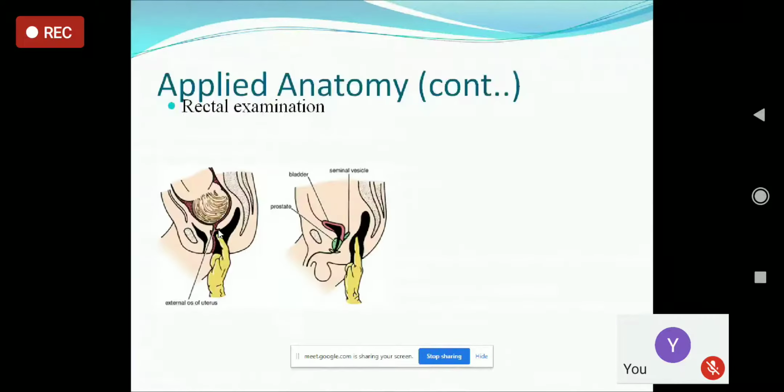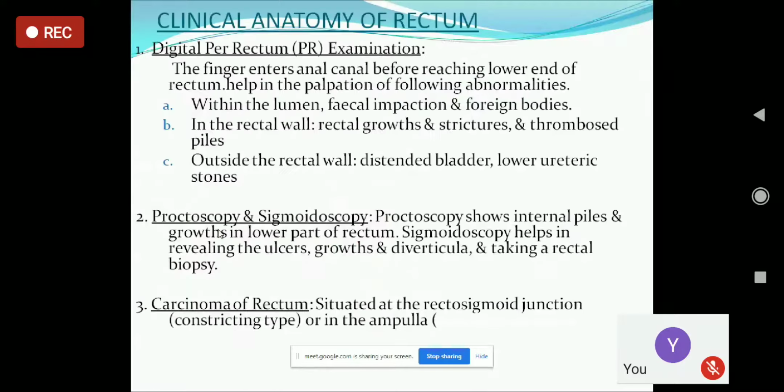Are you clear of the rectum? Hello, class. Yes, ma'am.